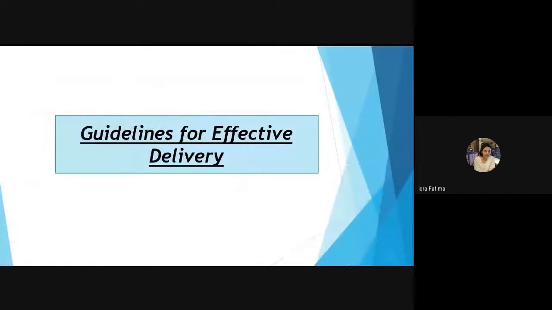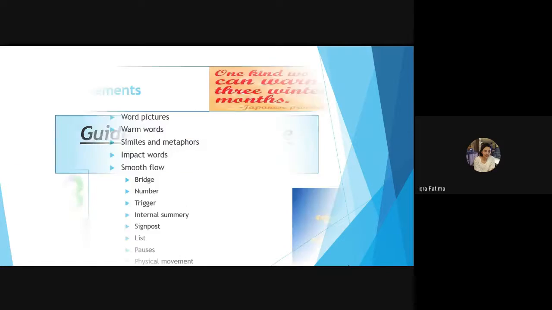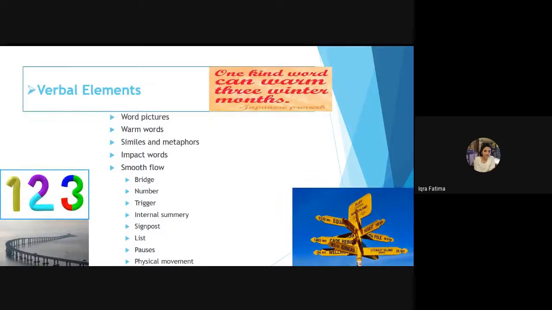So this is about modes of delivery. Now the fourth part of your formal presentation is guidelines for effective delivery, that is, how you can make your delivery more effective. Because at the end, this is not about passing the words. It's about passing the idea and transferring the idea to your audience. So how can we make our presentation and delivery more effective? There are different ways of making our presentation more effective.